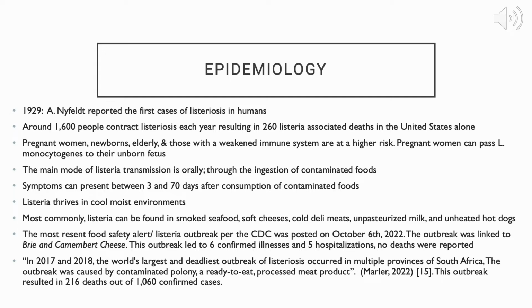The main mode of Listeria transmission is orally, through the ingestion of contaminated foods and beverages. Symptoms can present between 3 and 70 days after consumption of contaminated foods. Listeria thrives in cool, moist environments. Most commonly, Listeria can be found in smoked seafood, soft cheeses, cold deli meats, unpasteurized milk, and unheated hot dogs.